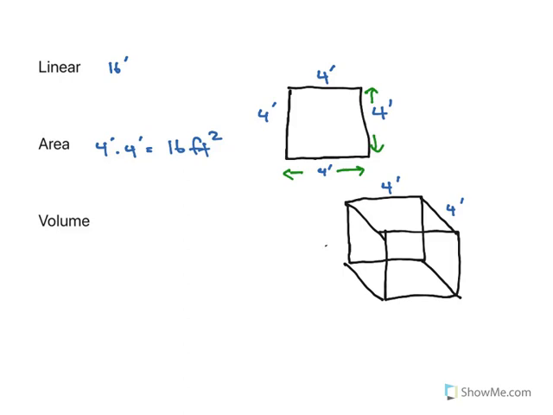4 feet, 4 feet, 4 feet, length times width times height, or 4 feet times 4 feet times 4 feet equals 64 cubic feet, or 64 feet cubed. So that is volume, area, and then of course just the perimeter.